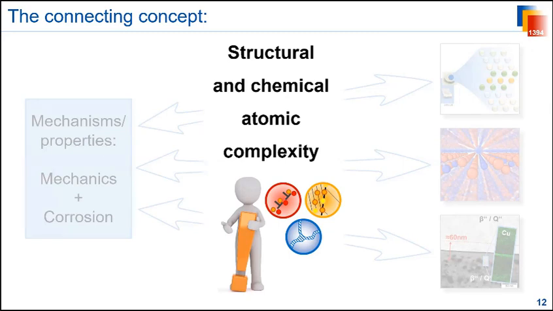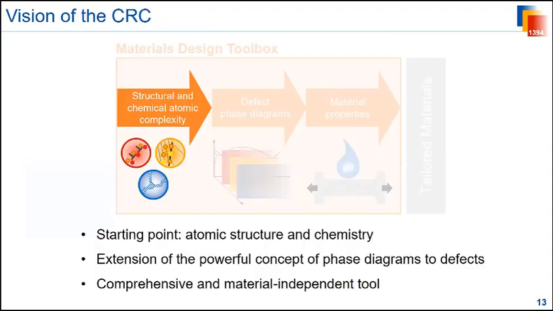And with recent developments in experiments and in modeling, we can now finally embark on this challenge and actually get to the bottom of the complexity at the atomic scale, and we can consider both structure and chemistry together. So, understanding of the atomic structure and chemistry of defects is our logical starting point, and we hope it's the starting point for a new toolbox for materials design. In order to realize it and to apply it, we need to go a bit further.